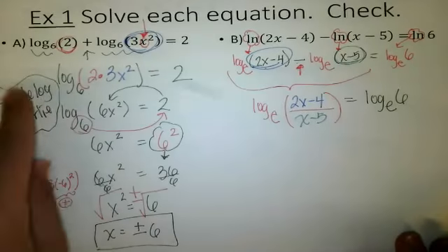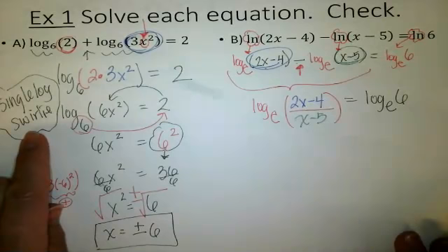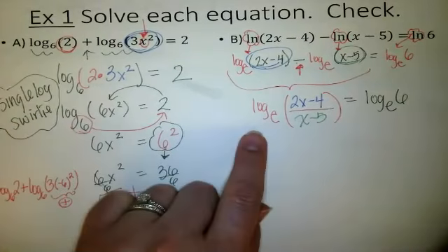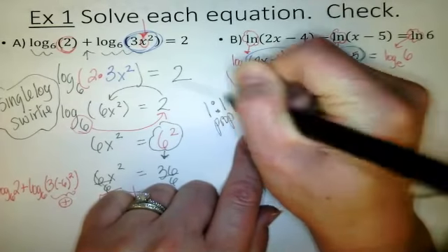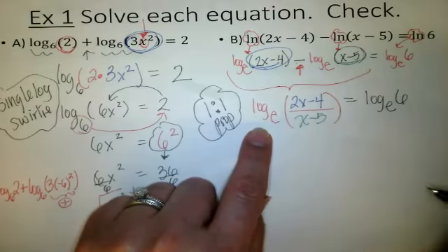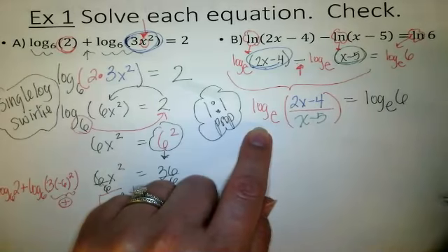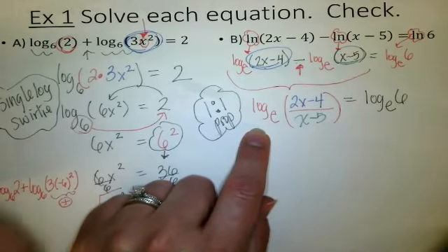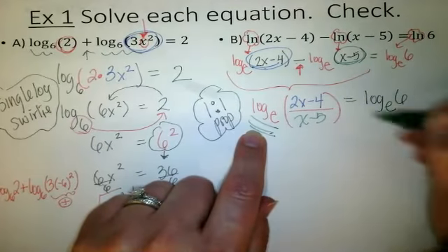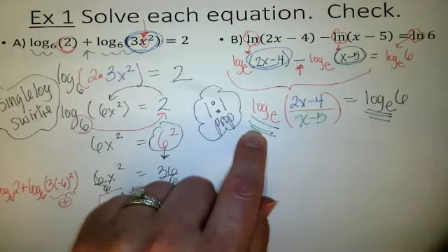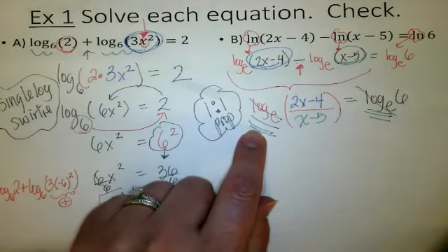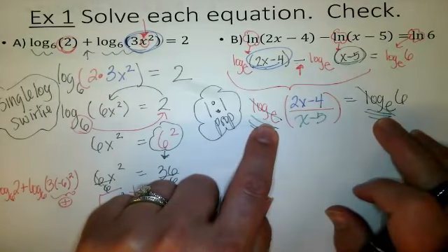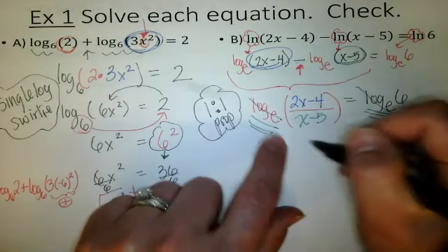Now, is this the single log swirly or something different? This is different. This is the one-to-one property. What does the one-to-one property say? The one-to-one property says if the logs match, then they don't really matter anymore. We can sort of ignore them. If those are already equal to one another, then what must be true?